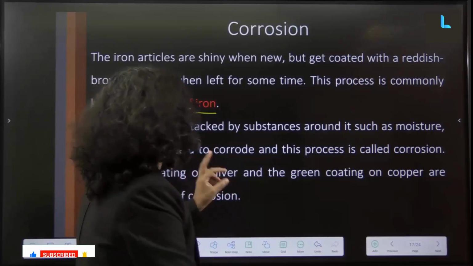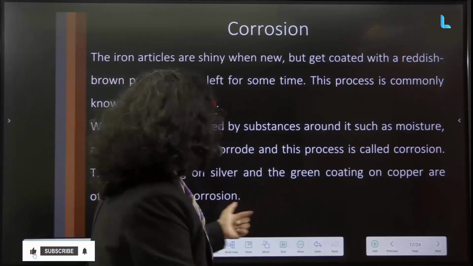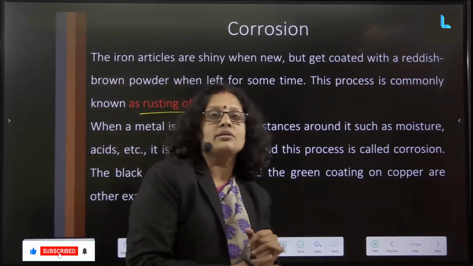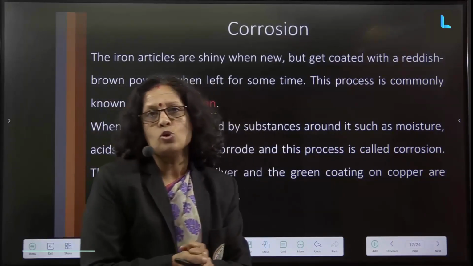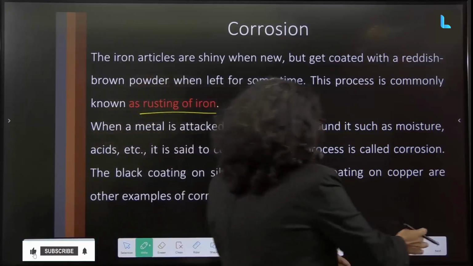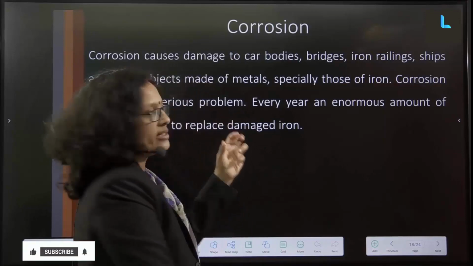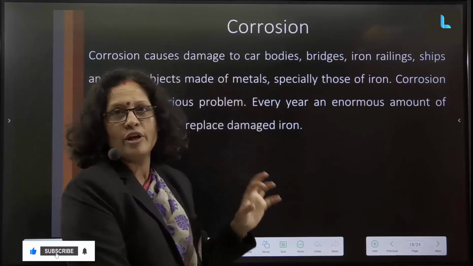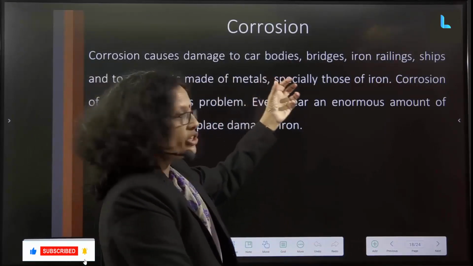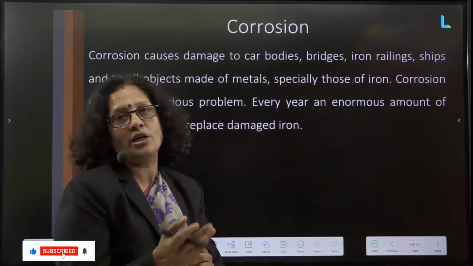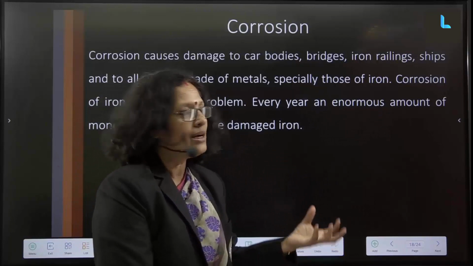The black coating on silver and the green coating on copper are also examples of corrosion. The tarnishing of mercury is also corrosion. There are many other examples. Lead also undergoes corrosion. Corrosion causes damage to car bodies, where rusting happens. Bridges also undergo rusting. The iron rods will rust and the bridge will collapse.